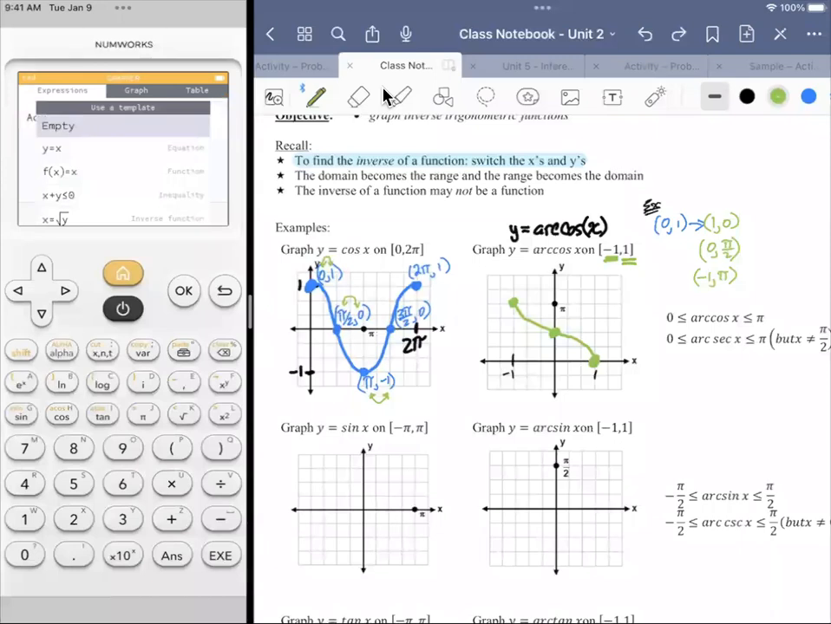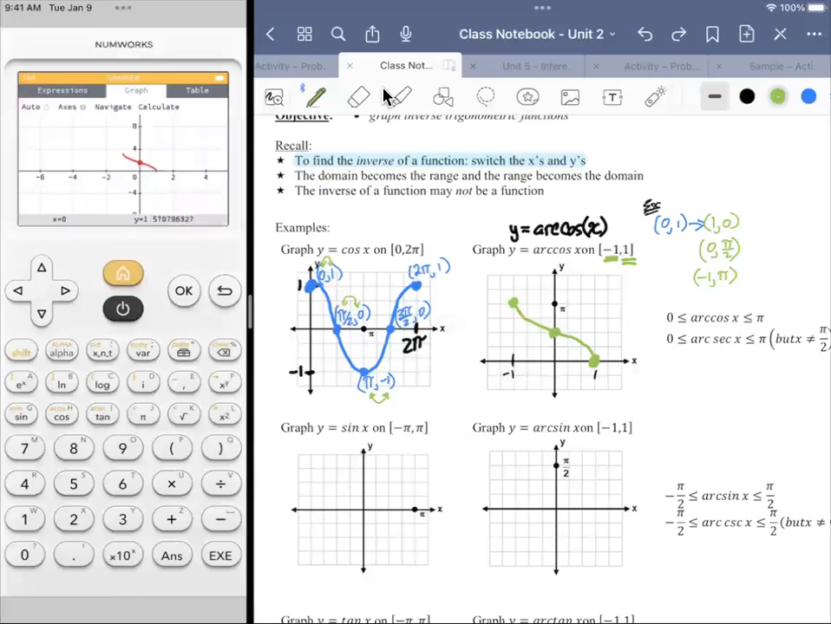Y equals arc cosine, so shift cosine of x, pop it in, and that's your graph. If I try to navigate along the graph, it breaks at this location. It'll only go as far as 1 before it just ceases to exist. It'll only go as far as -1 before it ceases to exist. So those are the points.